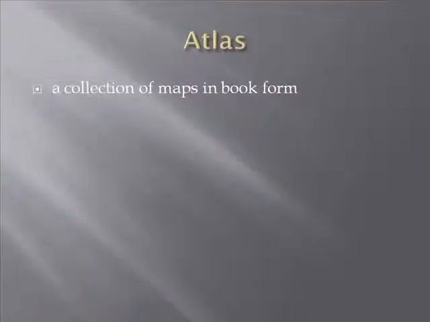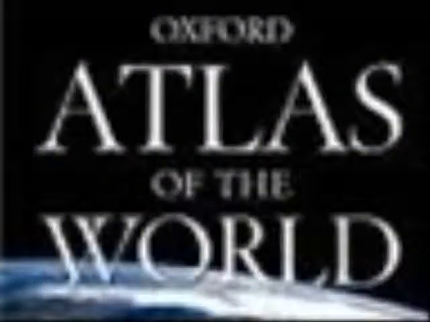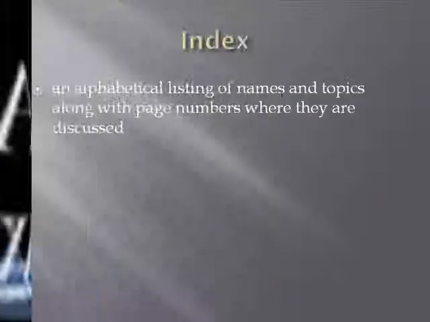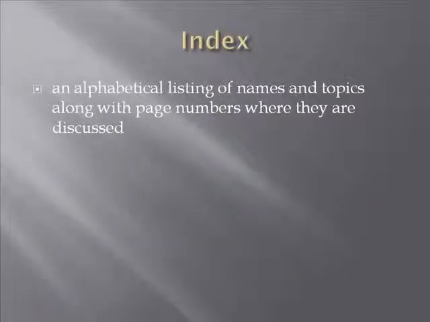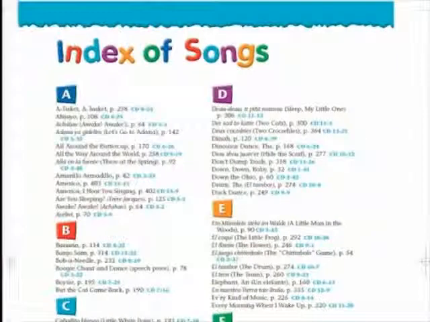An atlas is a collection of maps in book form. Here's an example of an atlas. An index is an alphabetical listing of names and topics along with page numbers where they are discussed in a book. Here's an example of an index.